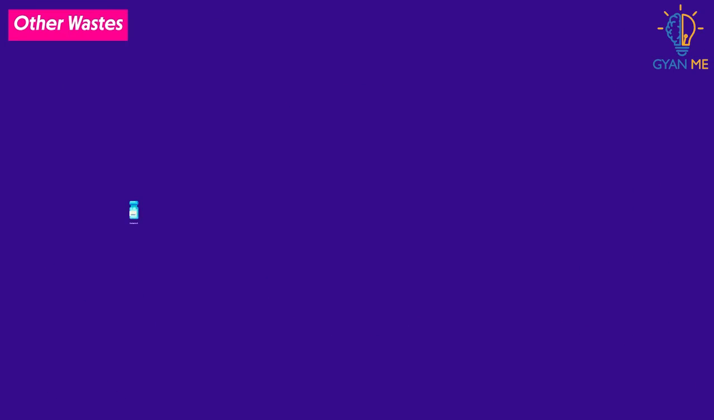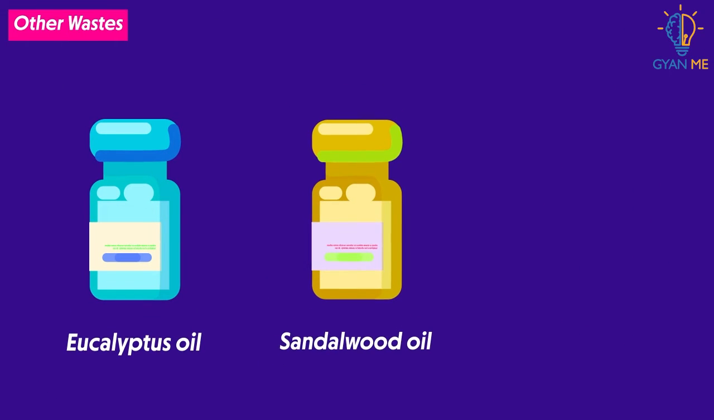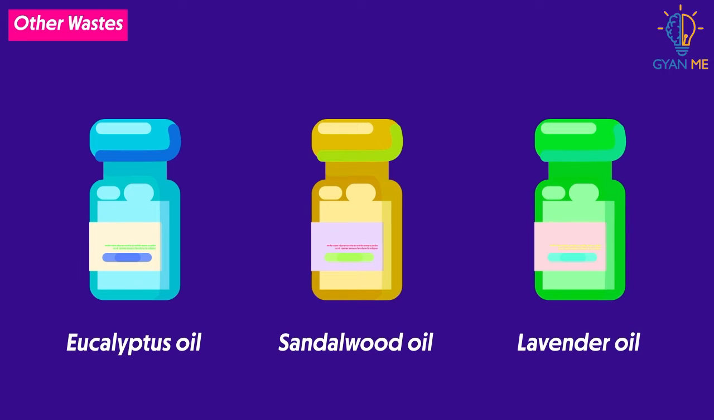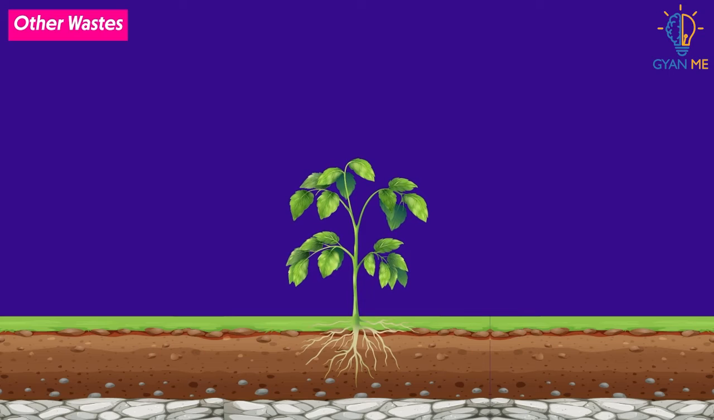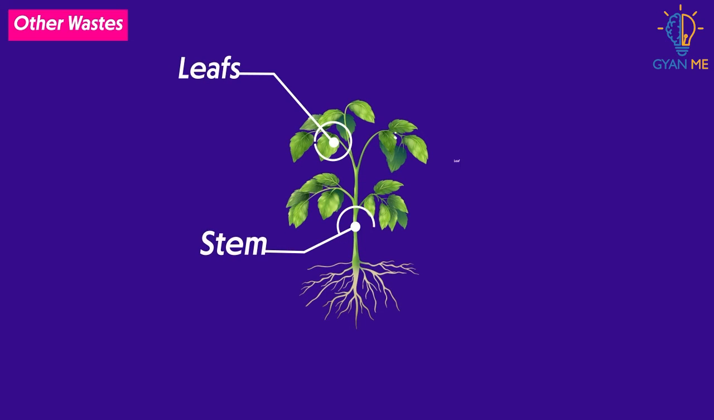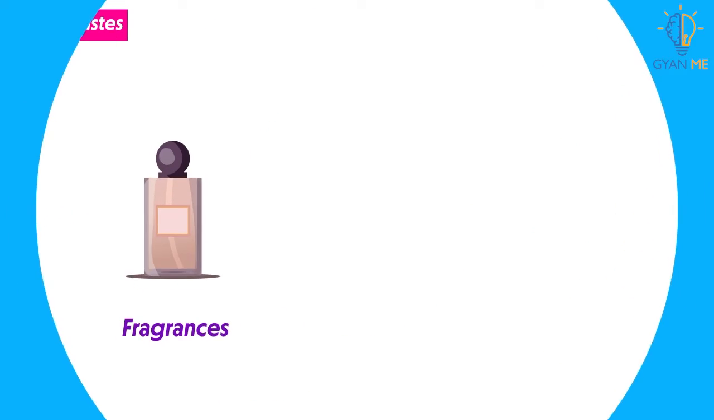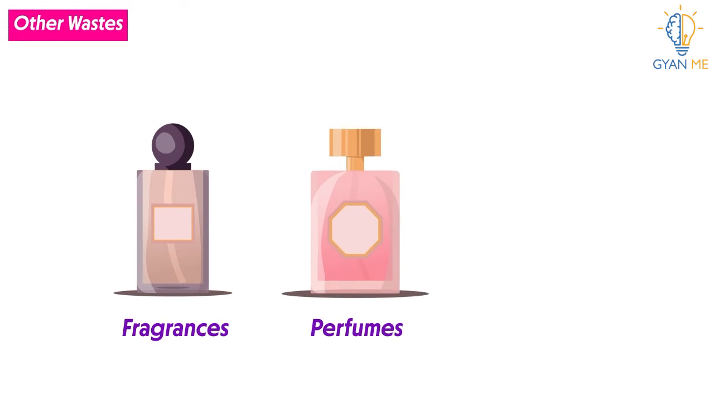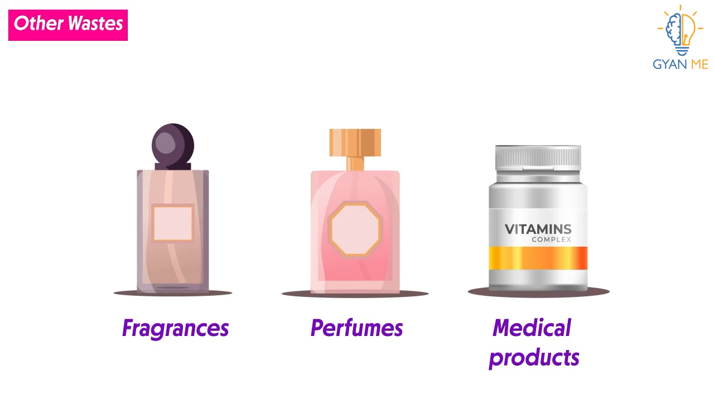Essential oils such as eucalyptus oil, sandalwood oil and lavender oil are byproducts of metabolism and are of no particular use to the plants. How amazing it is, students! These oils are of no use to plants, but for humans they have multiple uses. They are so important. These oils are extracted from various parts of plants by humans. They are used in fragrances, in perfumes, in medicinal products, etc.